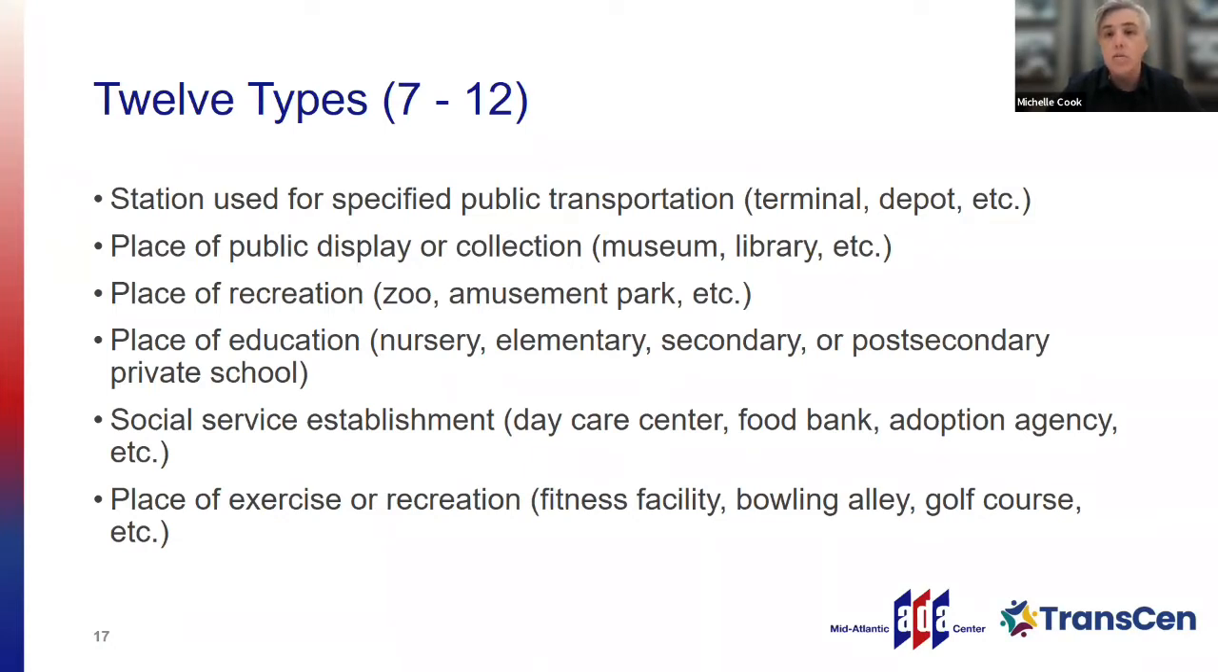Places of education, including all levels of education from very young children up through post-secondary and even private schools. Social service establishments are also covered: daycare centers, food banks, adoption agencies, and places of exercise or recreation, such as your fitness facilities, bowling alleys, golf courses, general recreation centers, parks. Those are also covered under Title III, as if they're not owned or operated by a state or local government facility, which then would be Title II.